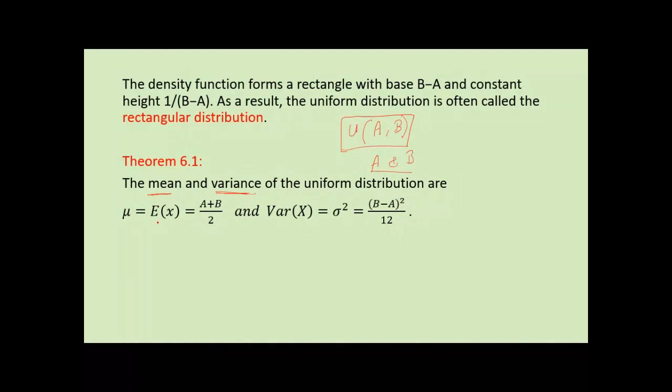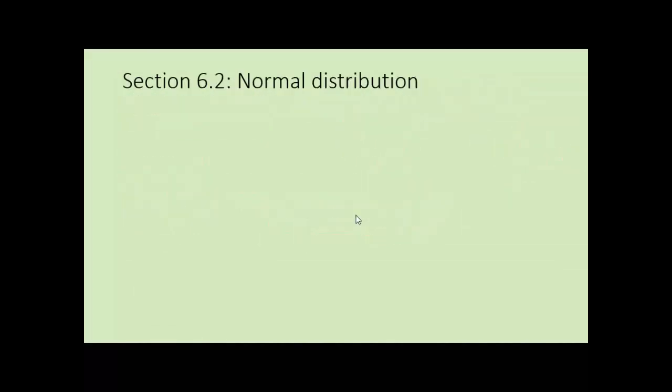The average, you can find E of x. You can still use the formula E of x. For a continuous random variable, we use the integral of x f of x, and f of x is 1 over b minus a, dx. We can integrate from a to b and check. You can integrate, find the expectation, check whether you get this answer or not. Now, the variance is b minus a whole square over 12. So standard formulas have been given for finding the mean and variance. Next is normal distribution.